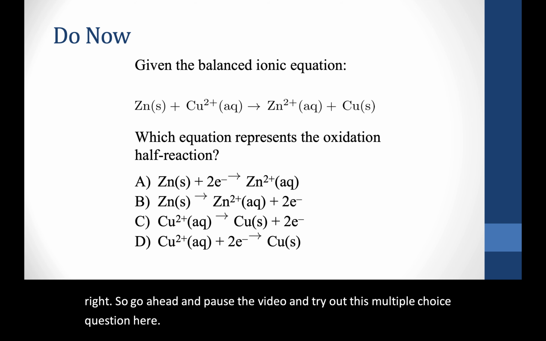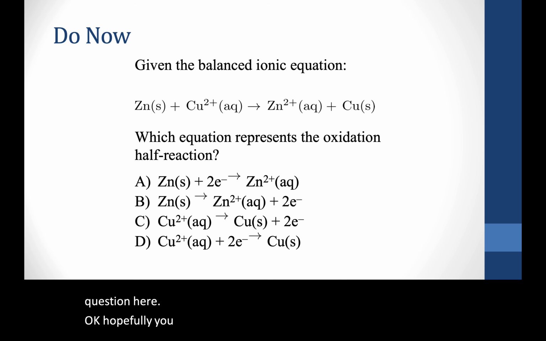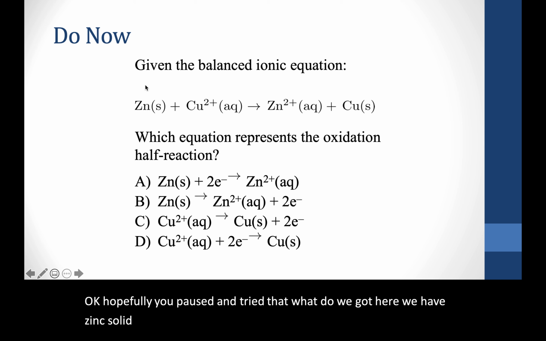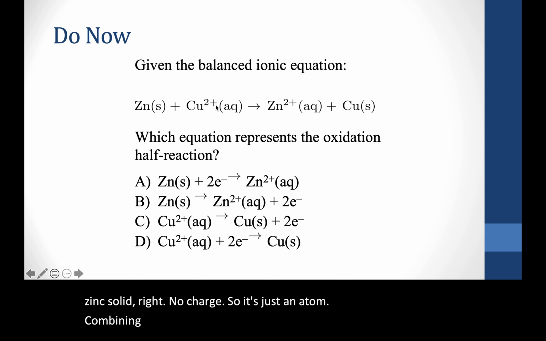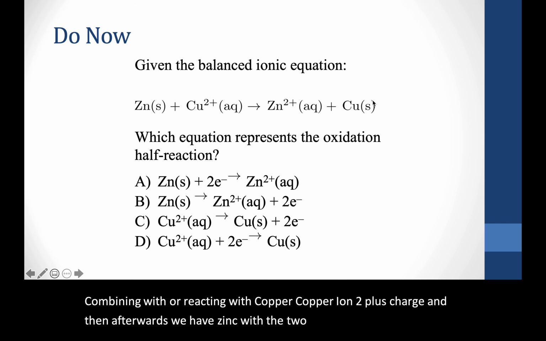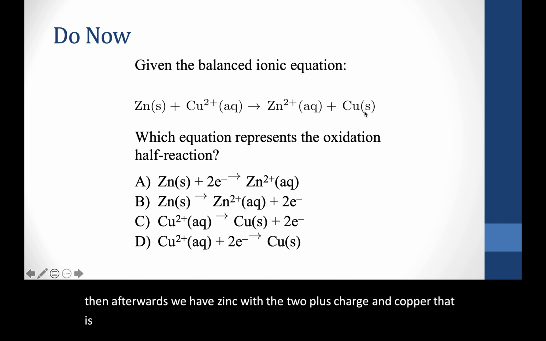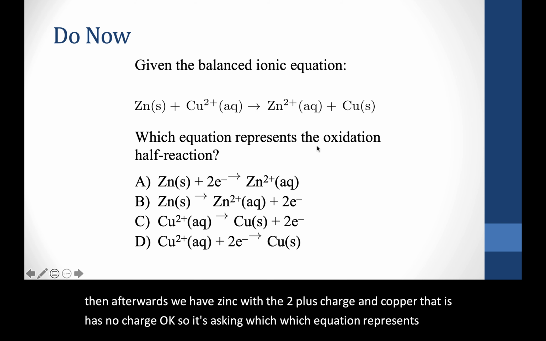Okay, hopefully you paused and tried that. So what do we got here? We have zinc solid, right? No charge, so that's just an atom. Combining with or reacting with a copper ion, 2 plus charge. And then afterwards we have zinc with the 2 plus charge and copper that has no charge. Okay, so it's asking which equation represents the oxidation half reaction.